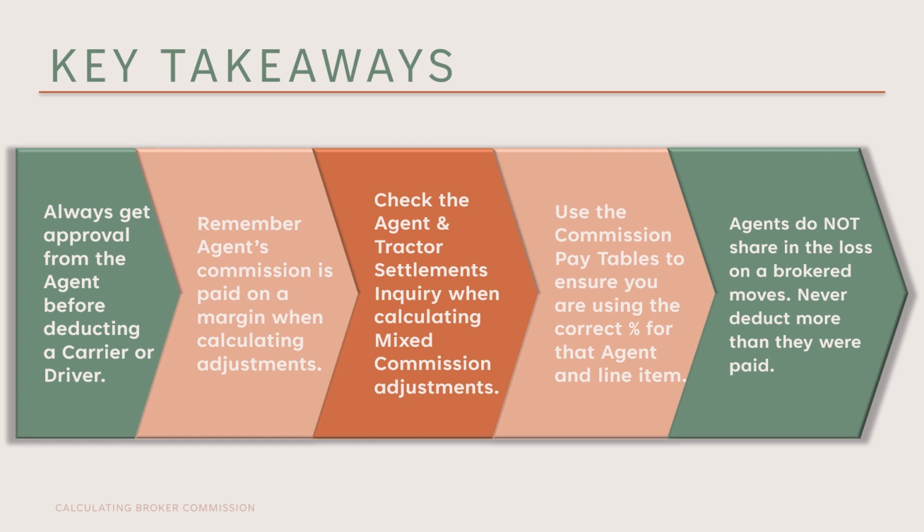Make sure you're using the commission pay tables to ensure you're using the correct percent for the agent in that line item. Because, like we stated before, those broker percent commission rates are contracted. So every agent is not paid the same. Even though you might run across 10 that pay at 60%, that 11th time you're going to get one that gets a little bit more money, and you want to make sure you're adjusting those invoices correctly. And last, please remember that agents do not share in the loss on brokered moves. Never deduct the agent more than they were paid.